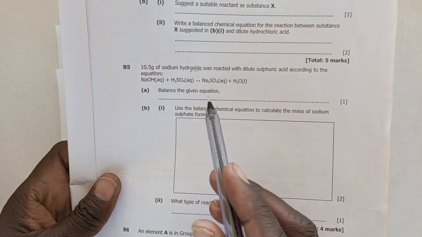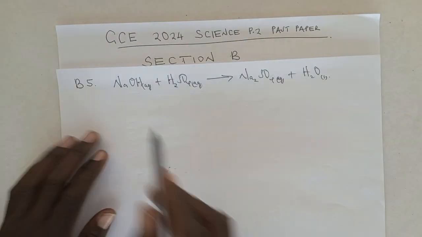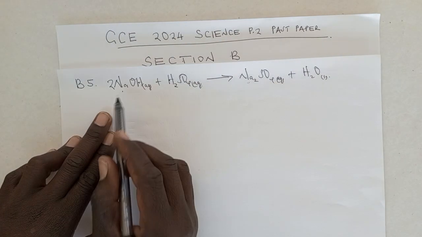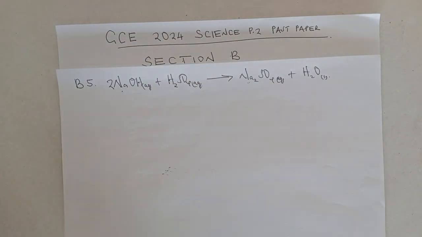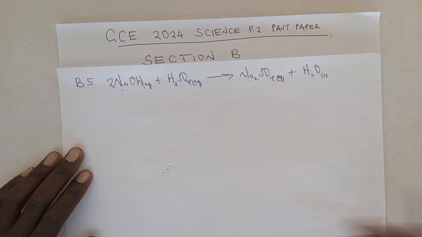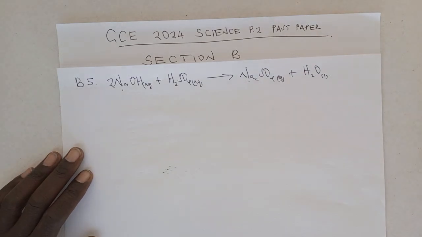balance the given equation. So we need to balance this equation. Sodium 1, sodium 2. Here we put a 2. There's a video on balancing equations that I did. So you do well to watch that video so that you can be able to know how to balance chemical equations. I will put a link in the description, so that you are able to follow that step-by-step explanation on balancing the equation.